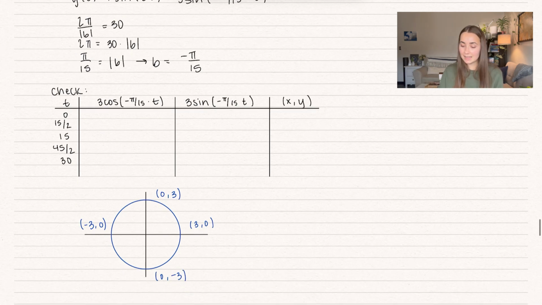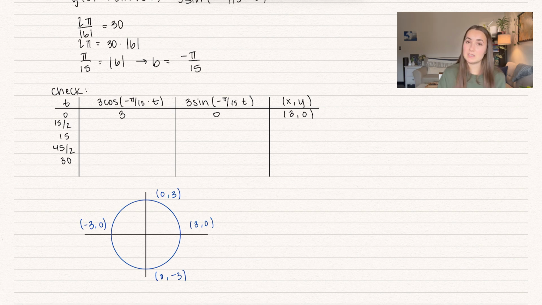So here we have it laid out. I have the circle that I want it to actually fill in, and we're just going to plug in t values. Of course, we're going to start at the beginning. t is going to be equal to 0. He should be at the point (3, 0). So cosine of 0 is equal to 1, so we get 3. And sine of 0 is equal to 0. So here we start at the point (3, 0), which is exactly where we wanted to start.